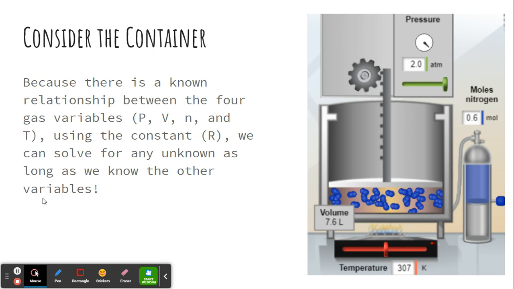So imagine we could look into that basketball, and what we would see is all these different gas particles moving around within the space. For the 7.6 liters that we had at 2 atmospheres of pressure and a temperature of 307, the 0.6 moles is what would equal my total particles that meet those conditions. So the constant R that we use, that 0.0821, is what links all 4 of those variables together. As long as we know 3 of the variables and our R, we can solve for any other unknown.